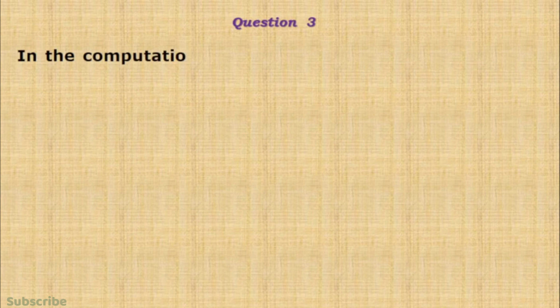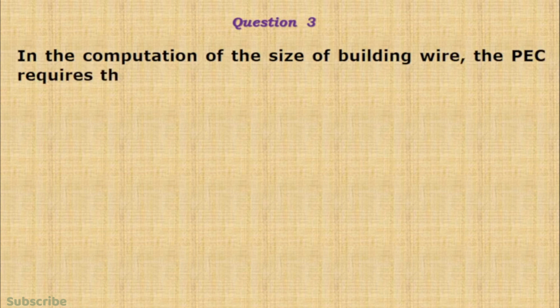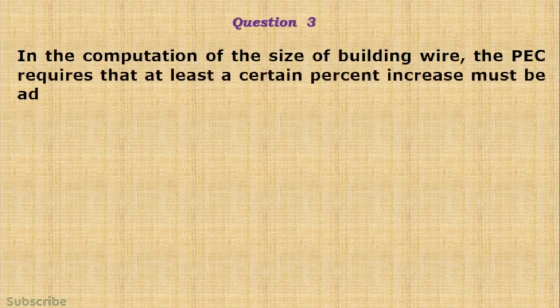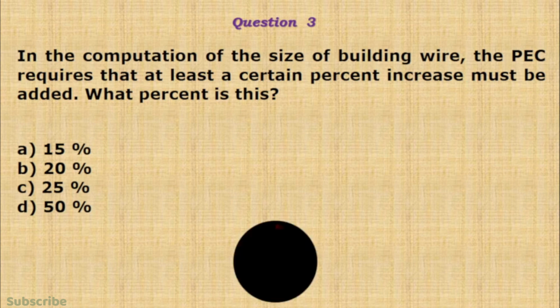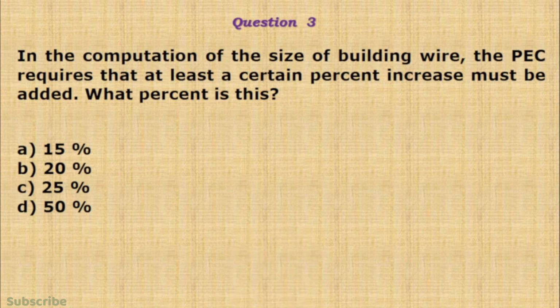Question number 3. In the computation of the size of building wire, the PEC requires that at least a certain percent increase must be added. What percent is this? A. 15%. B. 20%. C. 25%. D. 50%. The correct answer is letter C, 25%.